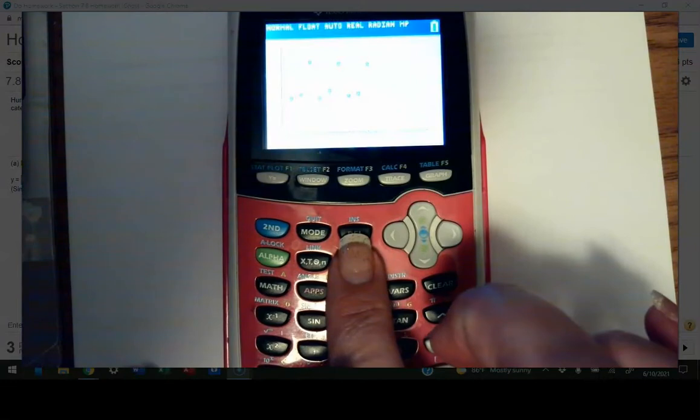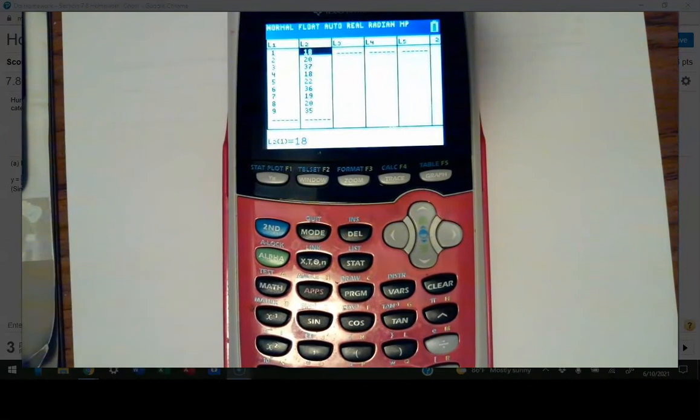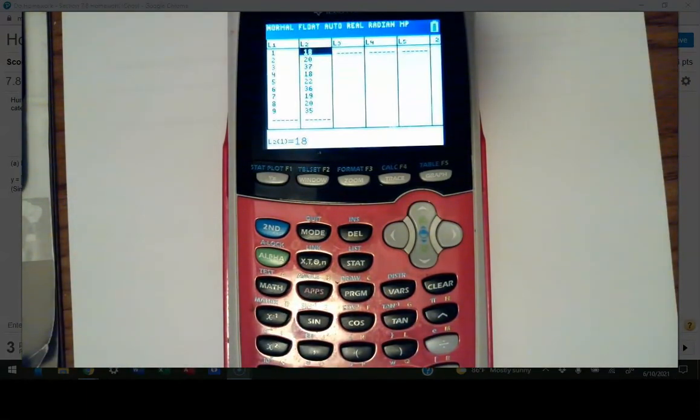So I'm going to use the fact that I've got my little list right here. I'm going to go back over to stat and edit my lists. The first thing I want to do is figure out what my amplitude is. If you'll remember, your amplitude comes from the middle of the wave and it will go equal parts high and equal parts low. So I need to find my lowest data point, which is 18, and my highest data point, which is 37. So I've got 37 minus 18. That's the height of my wave.